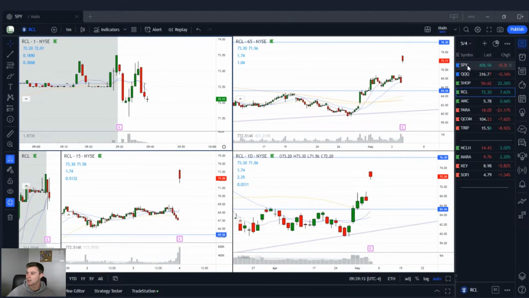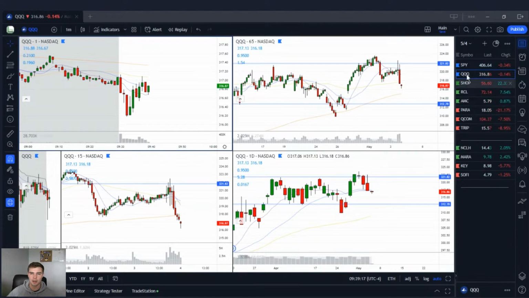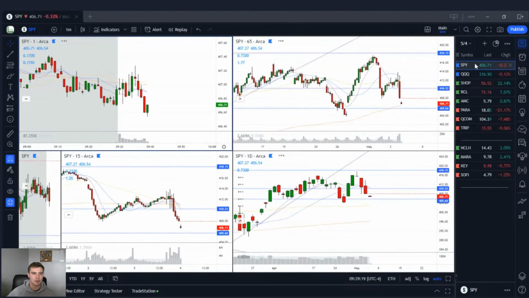ANC is real sloppy. You guys, SPY is at low of the day. Qs are towards high of the day. So a little bit of divergence in the markets. The SPY is definitely a little bit weaker here.